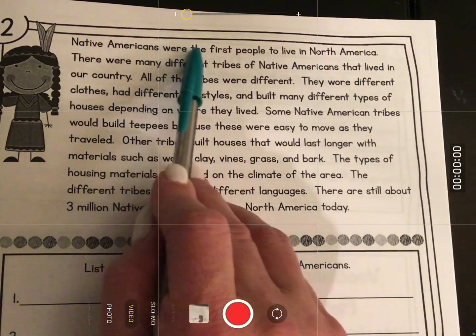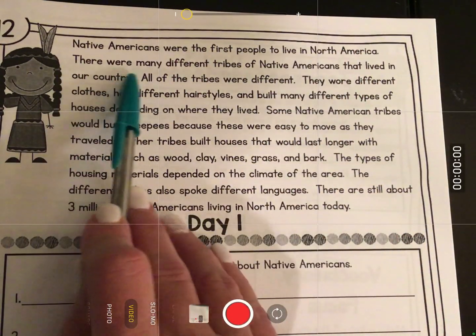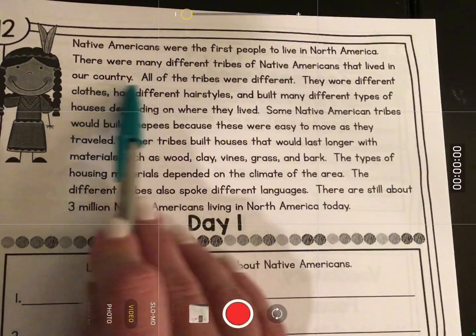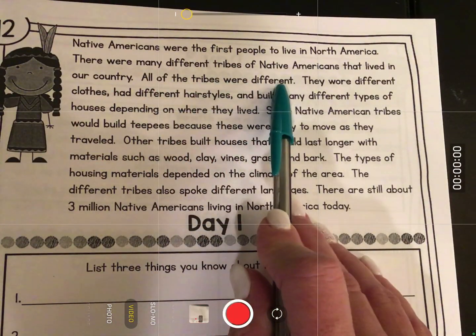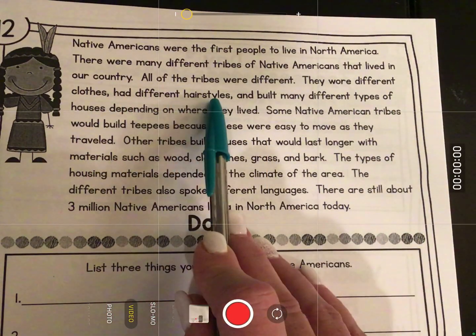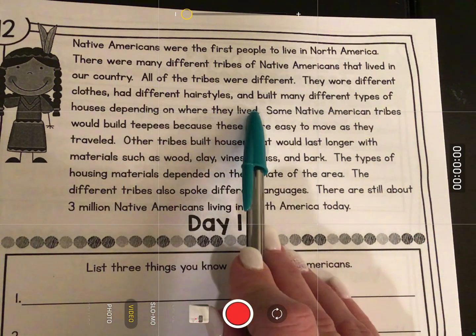Native Americans were the first people to live in North America. There were many different tribes of Native Americans that live in our country. All of the tribes were different. They wore different clothes, had different hairstyles, and built many different types of houses depending on where they lived.